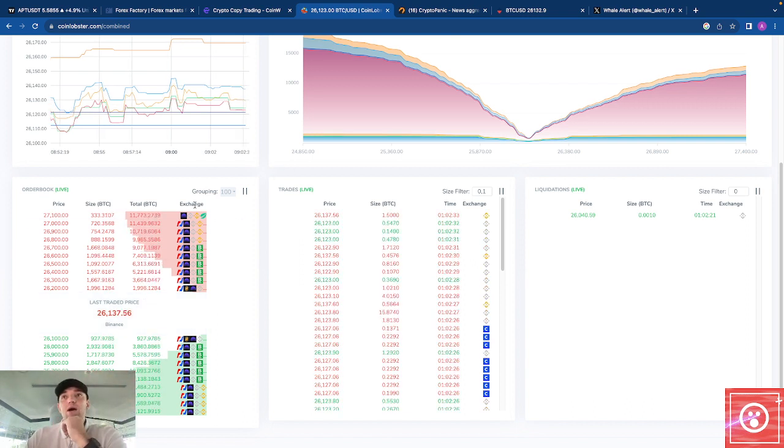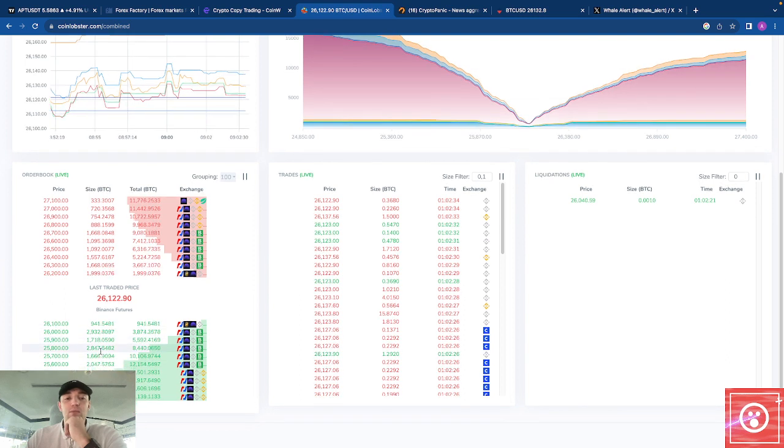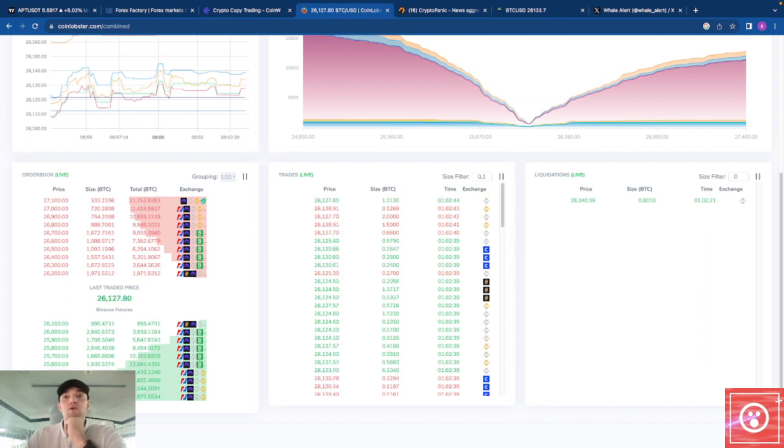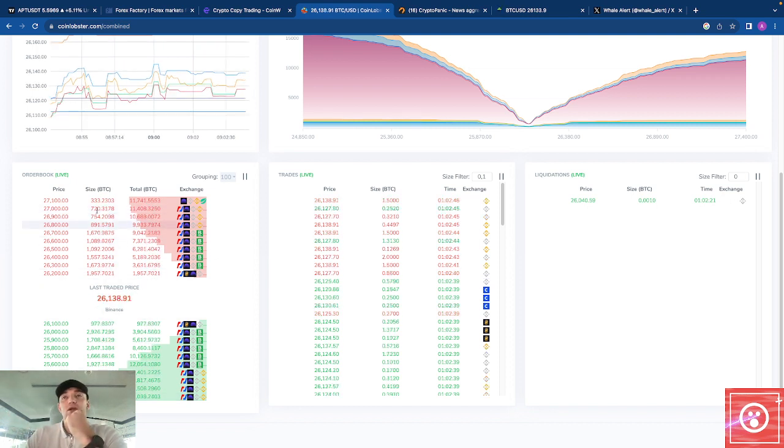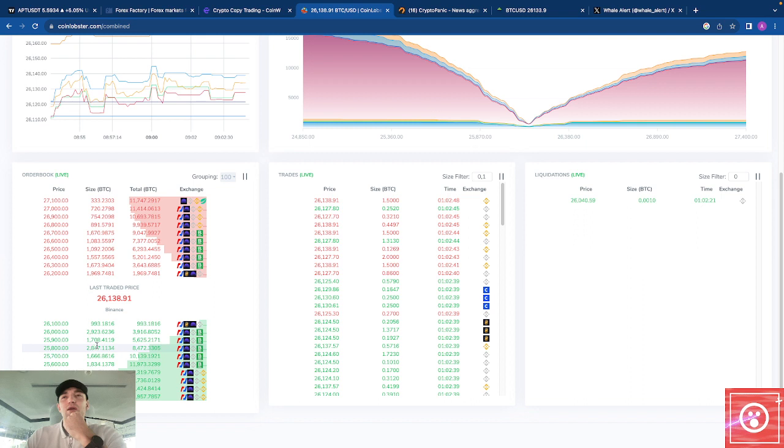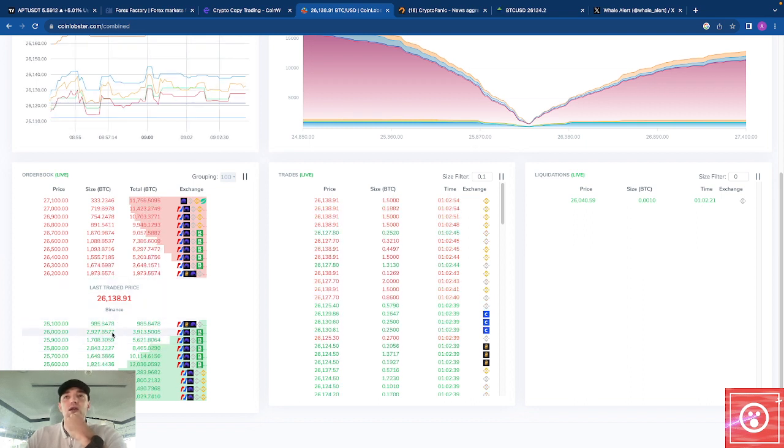So you want to be grouping it by 100, and you can see that on the bottom left here. And these are all the orders, and you can see all the levels here. So like the 25,200, that's a very, very strong level. A lot of orders are being placed there on the long side, whereas at 27,000, a lot of short orders are over there. You can see that the walls over here at like 26,100, 26,000, quite easy to break here.